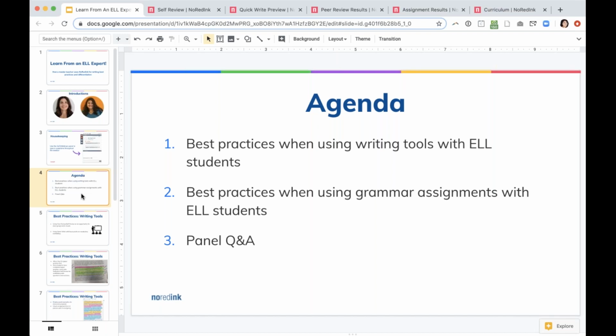For today, we really are putting it into two categories. The first one that we're going to dive into is how Ashley uses the writing tools with her students. And then from there, we're going to be moving into how she's using the grammar assignments and the unit cycle to be able to help her ELL students grow.